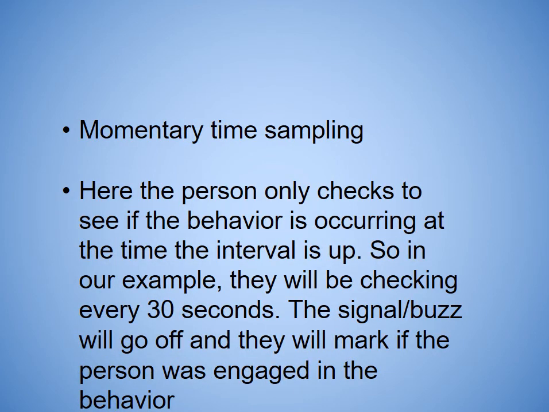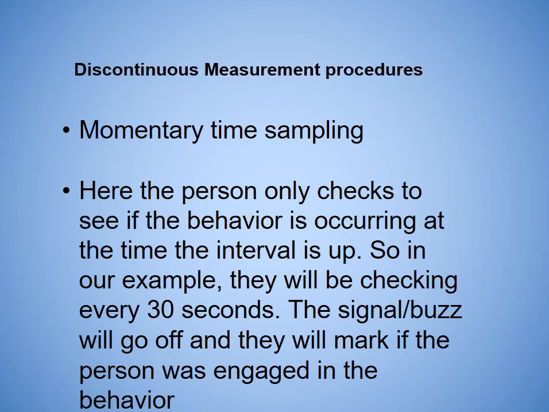Finally, we come to momentary time sampling. Here, the person only checks to see if the behavior is occurring at the time the interval is up. So in our example, they will be checking every 30 seconds. The signal or buzz will go off, and they will mark if the person was engaged in the behavior or not. Use the same data sheet. It is also a discontinuous measurement because you're not measuring each instance of the behavior.